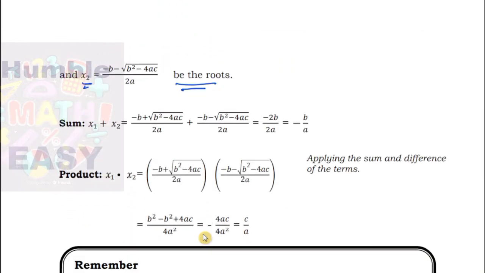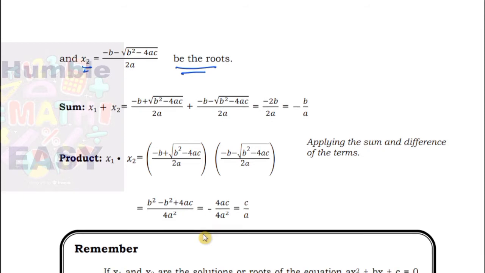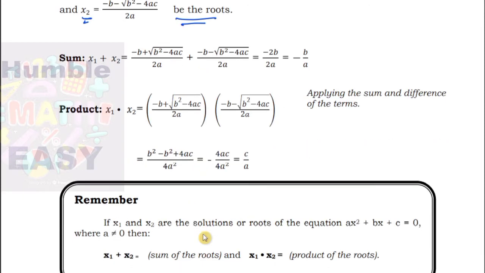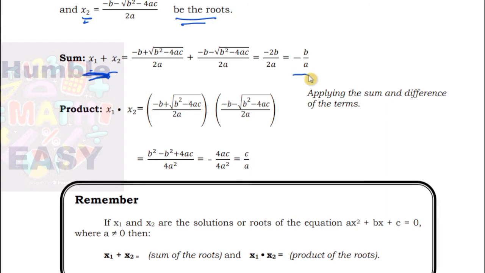So let's now have this. Since we have the roots x sub 1 and x sub 2, if we add them both, we come up with negative b over a. And if we take the product of the two roots, x sub 1 and x sub 2, we get c over a.